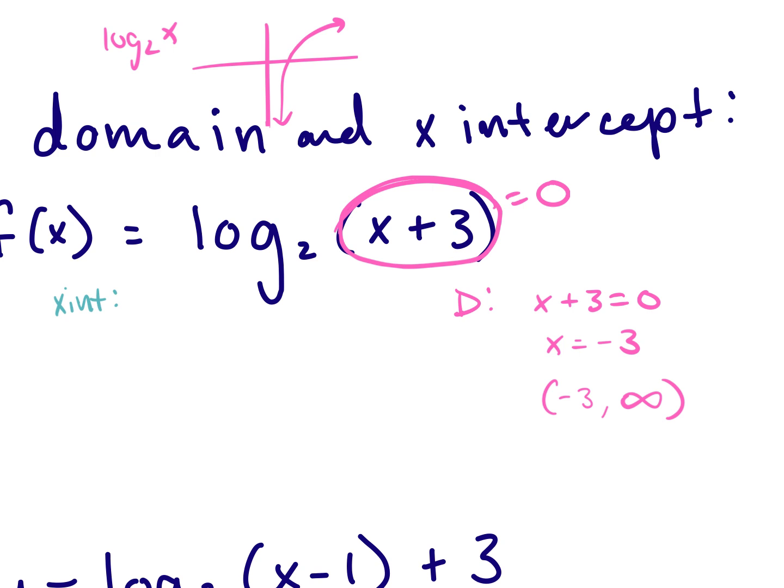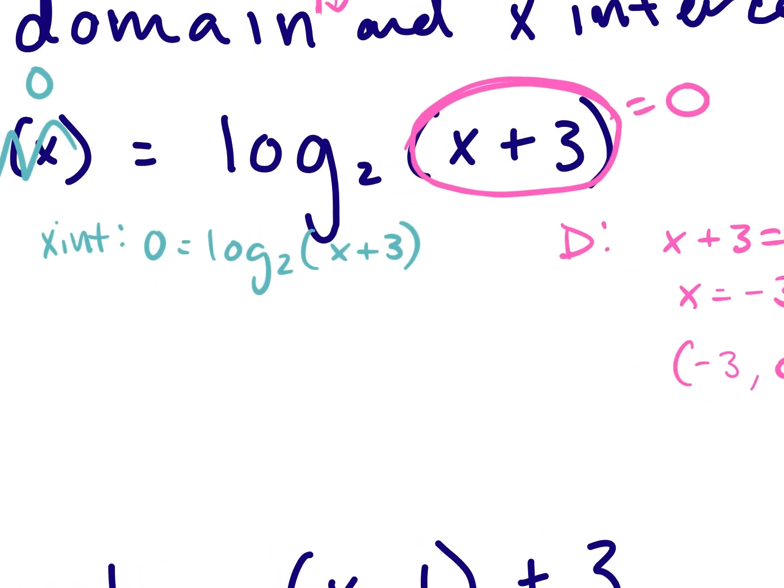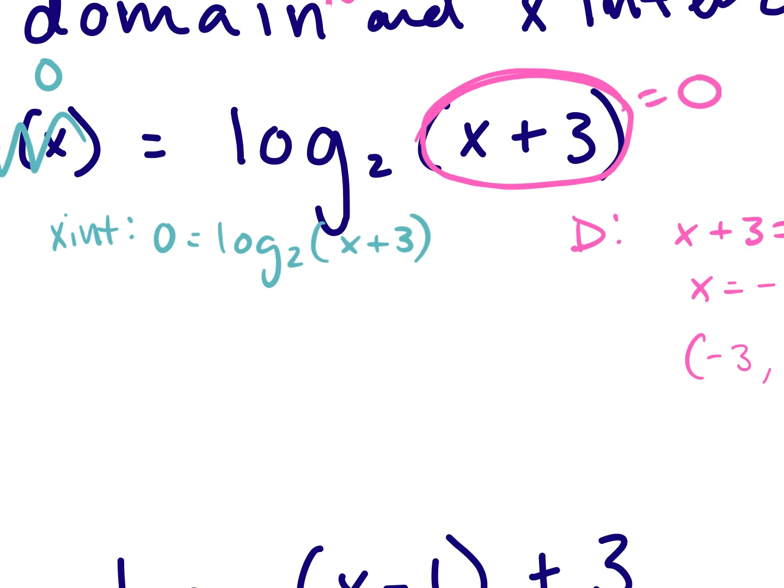Plug in 0 where? Into the y. So I'm going to plug in 0 into my f of x here, because that's our y. So we have 0 equals log base 2 of x plus 3. Now here we just need to solve for x to find our x-intercept. What would we do to solve for x?